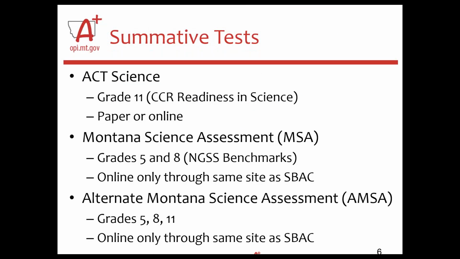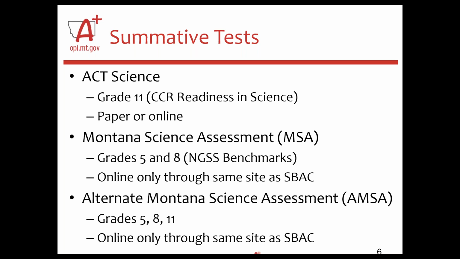So I want to start with an update on Montana's summative assessments for science. So most of you probably know, but we are still communicating some changes. We have the ACT given in grade 11 to all Montana juniors in partnership with the Office of the Commissioner of Higher Education, or OCHE. We have the Montana Science Assessment, or the MSA, which is given to students in 5th and 8th grade because that aligns with the grade band benchmarks established within the Next Generation Science Standards, or NGSS.